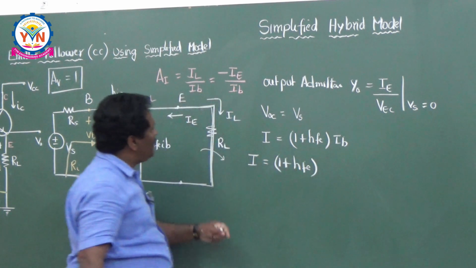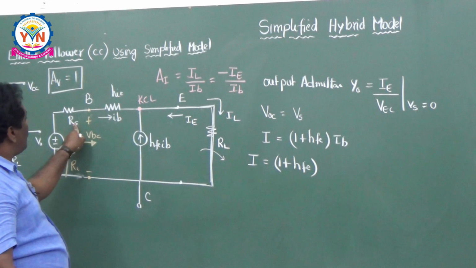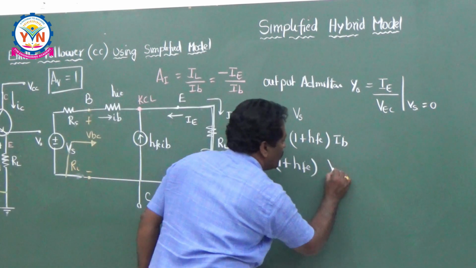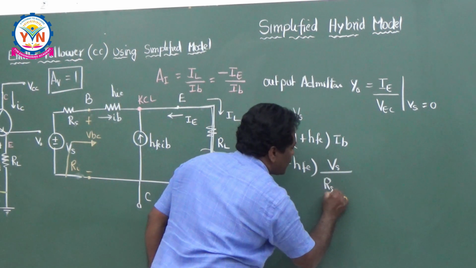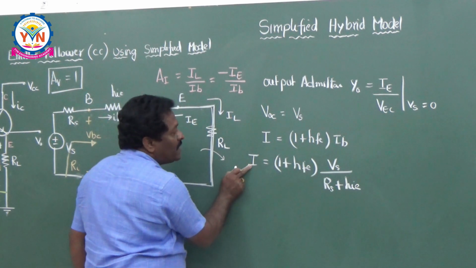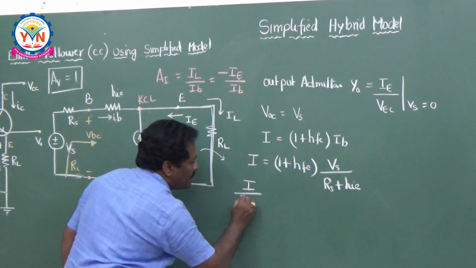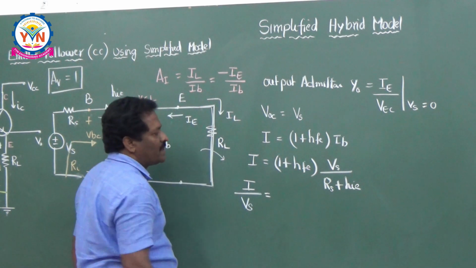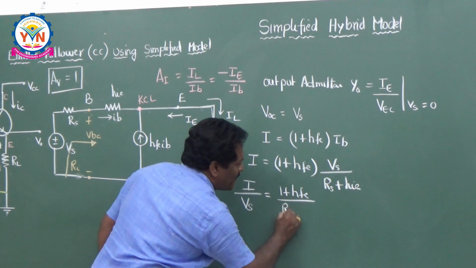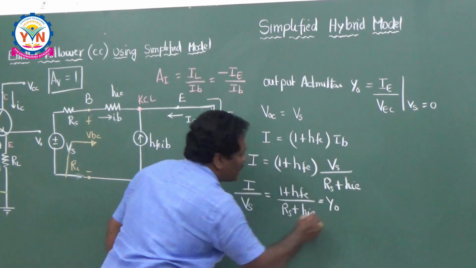What is IB? IB means the base current. What is the base current here? Vs by Rs plus HIE. So IB is equal to Vs by Rs plus HIE. I want I by Vs. I is the short circuit current, Vs is the open circuit voltage. So I by Vs is equal to (1 plus HFE) divided by (Rs plus HIE). So this is the expression for your admittance Y0.